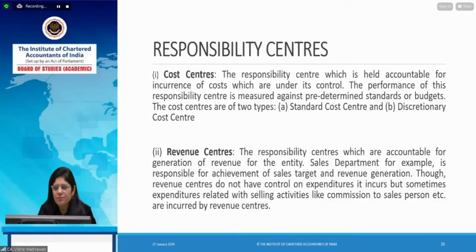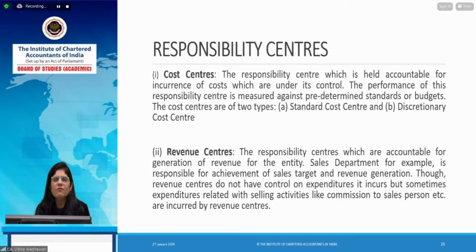Revenue center. The sales department is the best example of a revenue center. So sales department में सिर्फ sales होती है. Only revenue is generated for the organization. So cost center is where only costs are incurred. Revenue center is where only sales are generated. Clear? But हाँ थोड़ा बहुत expense sales department में भी होता है. But majorly तो sale target होता है.